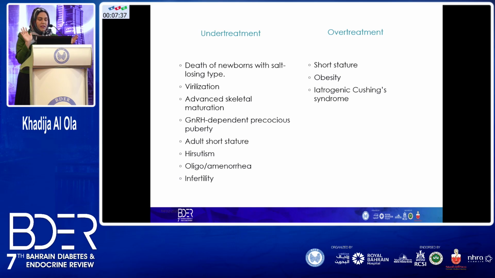Now, if you under-treat, it's very important to treat the child properly. Under-treatment, as mentioned earlier, can cause death with the salt-losing type, can cause virilization, advanced skeletal maturation, GnRH-dependent precocious puberty, and end up with adult short stature, hirsutism, oligo or amenorrhea, and infertility. On the other hand, over-treatment can cause short stature, obesity, and iatrogenic Cushing syndrome.